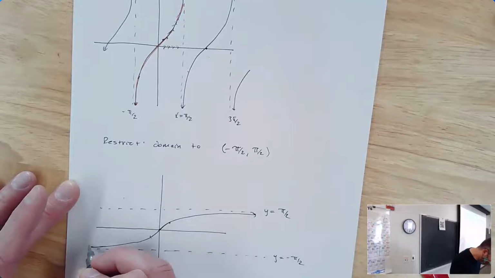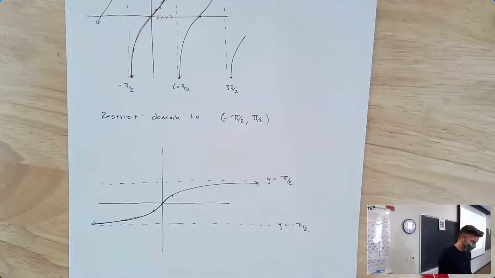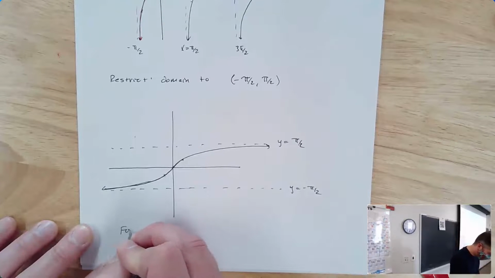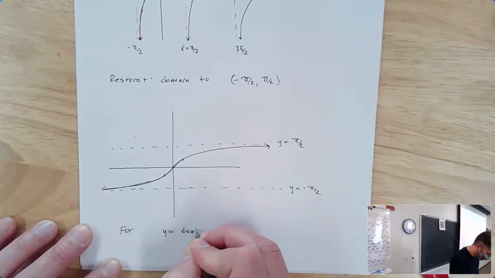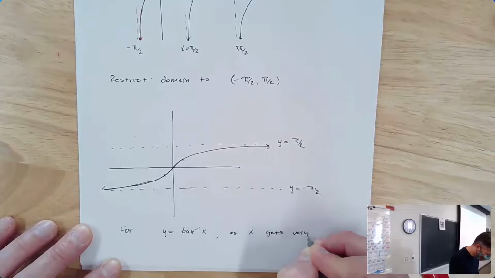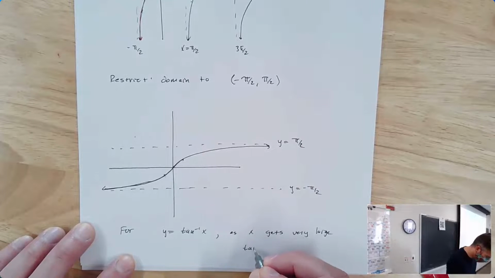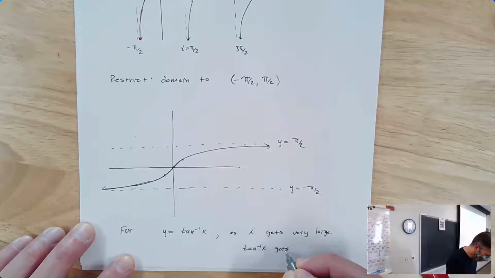I mean, it literally just looks like we took the tangent function and flipped it across the line y equals x. So there's your inverse tangent. It's kind of neat. One thing that's worth knowing about inverse tangent that does come up in calculus is that for y equal to the inverse tangent of x, as x gets very large, I'm avoiding using the word limit there, but you could say the limit as x goes to infinity. As x gets very large, the inverse tangent of x gets close to the value of pi/2.